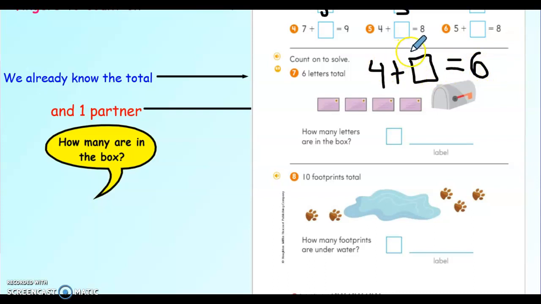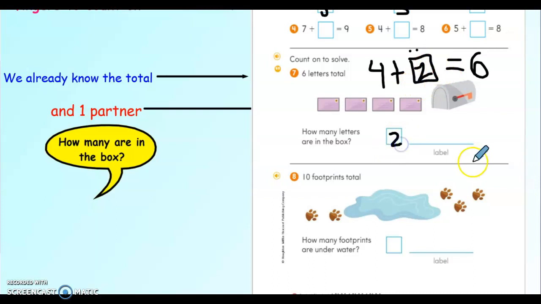We have 4. Let's draw our dots above. 4, 5, 6. Okay, how many did we draw? Oops, 2. Okay, so there's 2 letters in the box. What we have in the unknown here, we're going to write right here.